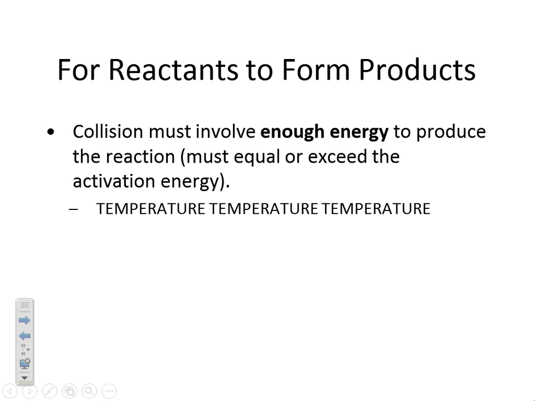For reactants to form products, there are two main things that have to happen. First of all, the collision that occurs between the reactants has to have enough energy to overcome the activation energy. So it is entirely possible for two molecules to collide but not have enough energy to overcome that activation energy. If they don't have enough energy to beat the activation energy, we won't get a reaction from this.